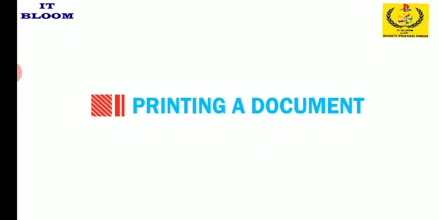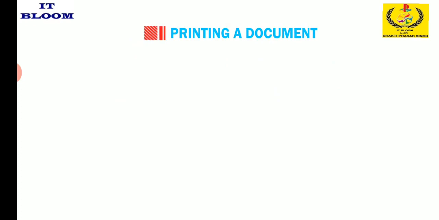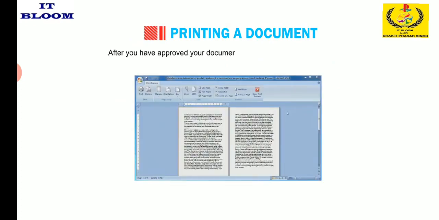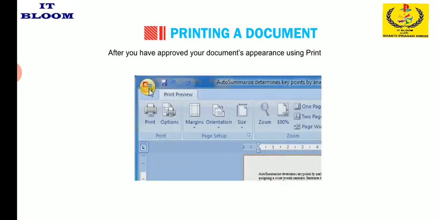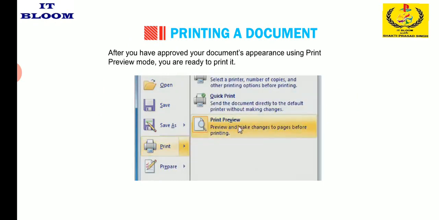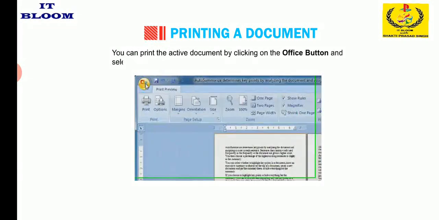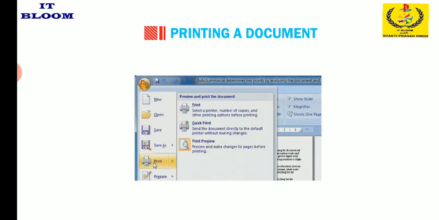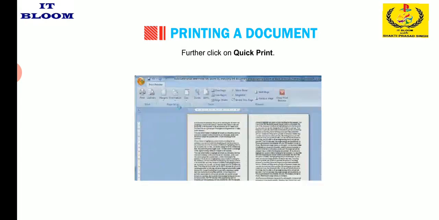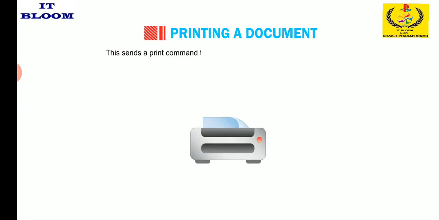Alright students, now we will talk about printing a document. After you have approved your document's appearance using Print Preview mode, you are ready to print it. You can print the active document by clicking on the Office button and selecting the Print option. Further, click on Quick Print. This sends a print command to your printer which prints every page of your document.